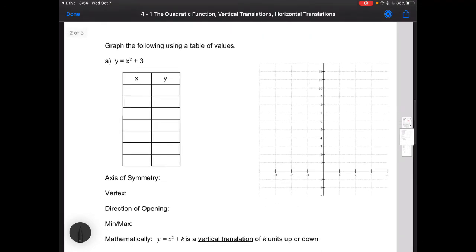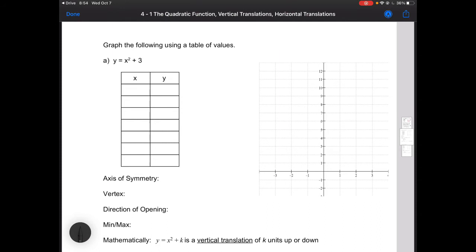So let's do a couple of examples. Here we're going to graph the following using a table of values. So I'm going to start the same way I did my first example, going from minus 3 to positive 3. Now this one, my y coordinate is slightly different. I'm going to square my x coordinate and then add 3. So 3 squared is 9, plus 3 is 12. Minus 2 squared is 4, plus 3 is 7. Minus 1 squared is 1, plus 3 is 4. 0 squared plus 3 is 3, then 4, 7, and then 12.